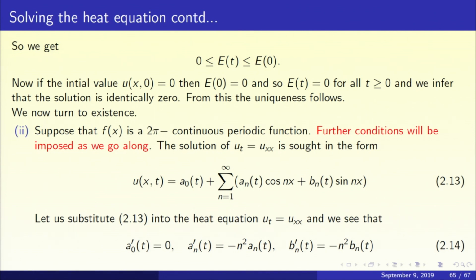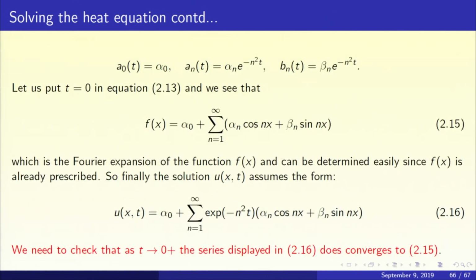Substitute 2.13 into the differential equation u_t equal to u_xx. Compare the like terms. You will get a_0'(t) is 0, a_n'(t) is minus n squared a_n(t), b_n'(t) is minus n squared b_n(t). And so from these we will immediately get a_0 is constant, a_n(t) is e to the power minus n squared t times a constant alpha_n, b_n(t) is e to the power minus n squared t times beta_n, another constant.